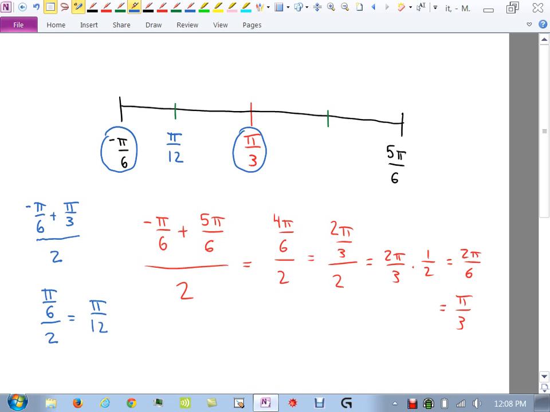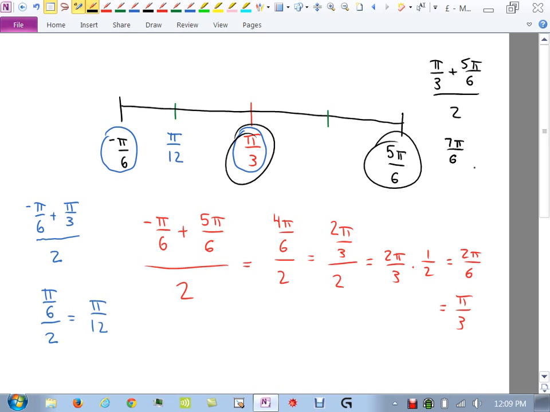And then last one over here, let me do this one in black. We're going to do the average of those two. So add those up, pi over 3 plus 5 pi over 6, divide that by 2. Get a common denominator here, you get 7 pi over 6, then divide by 2, and that becomes 7 pi over 12. So this should be 7 pi over 12.